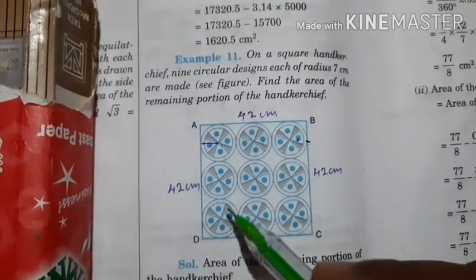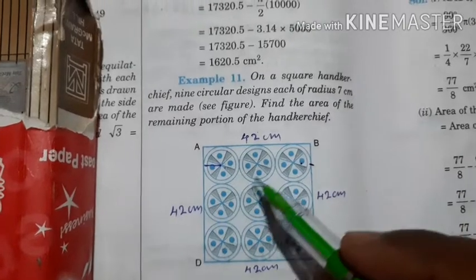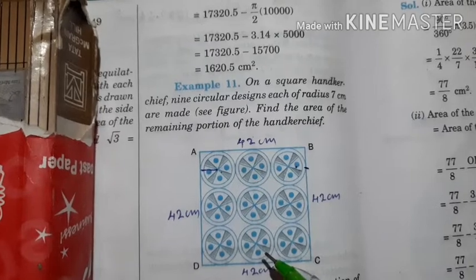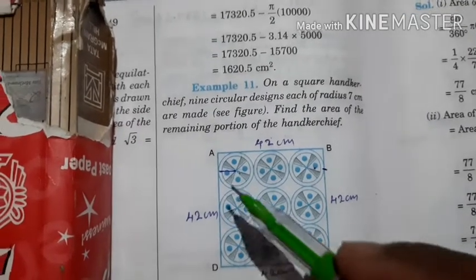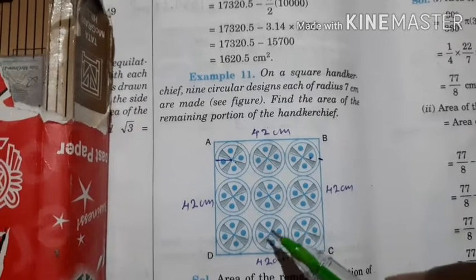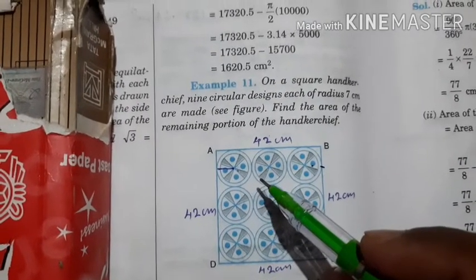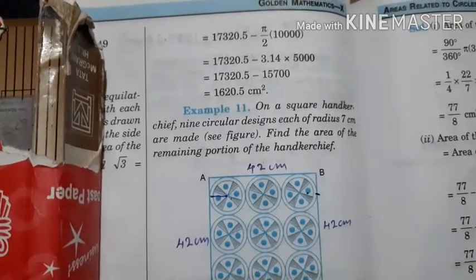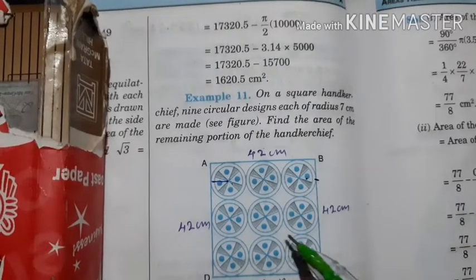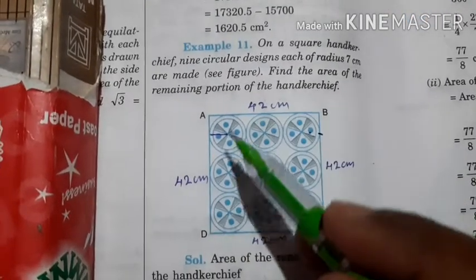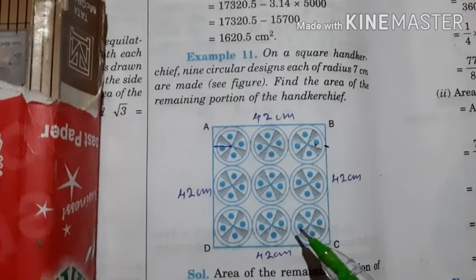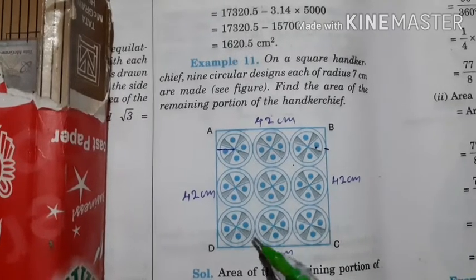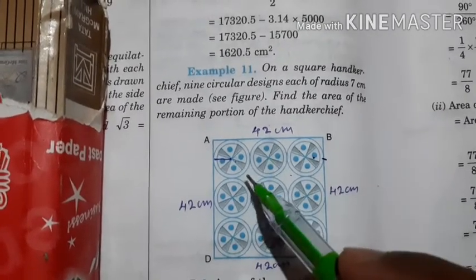This region, means the unshaded region in this handkerchief, is to be found. What is to be found in this handkerchief? The remaining portion of the handkerchief, means excluding these 9 circular designs, whatever portion remains inside the handkerchief, that should be calculated. Means all this area. This white portion should be calculated.